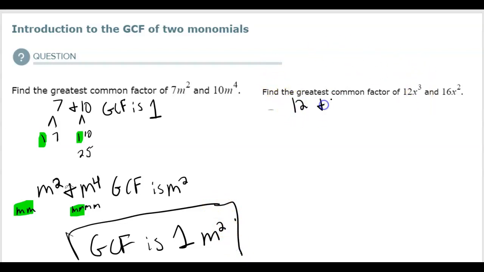So let's do 12 and 16. We have 1 and 12, 2 and 6, 3 and 4, 1 and 16, 2 and 8, 4 and 4. So our greatest common factor is 4.